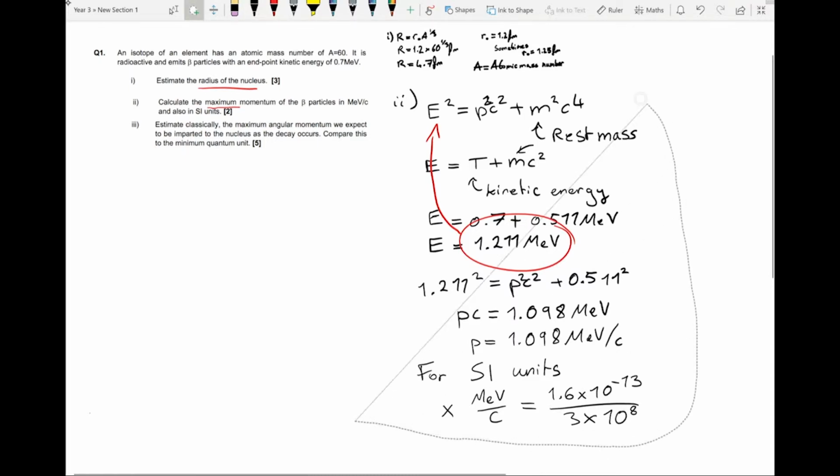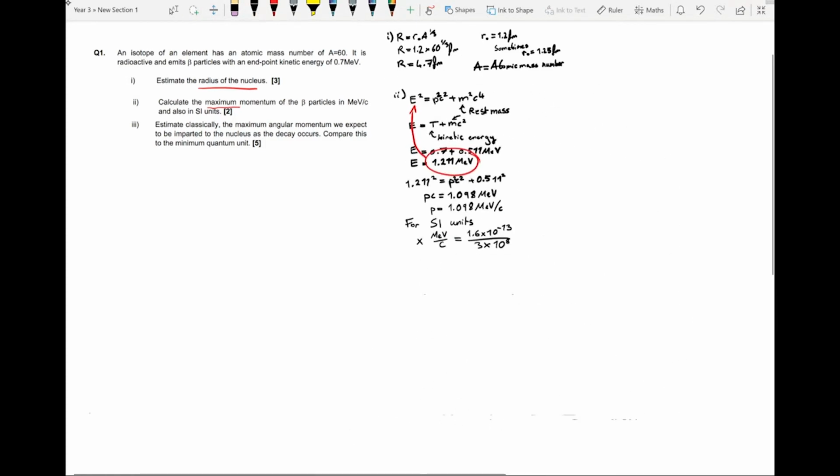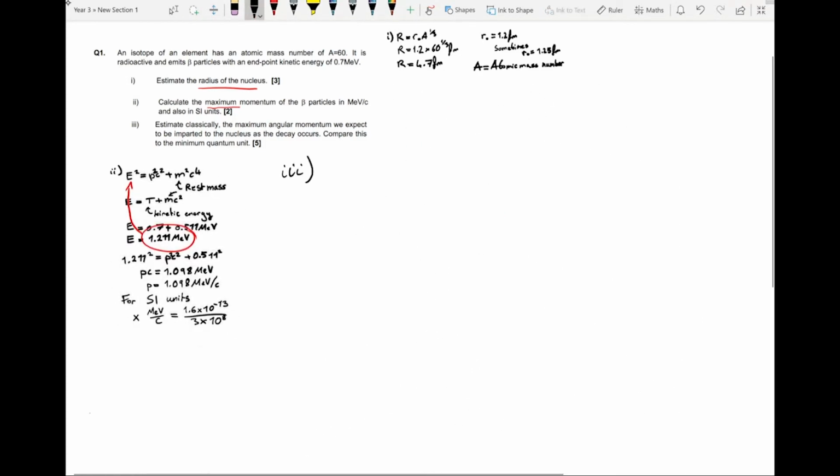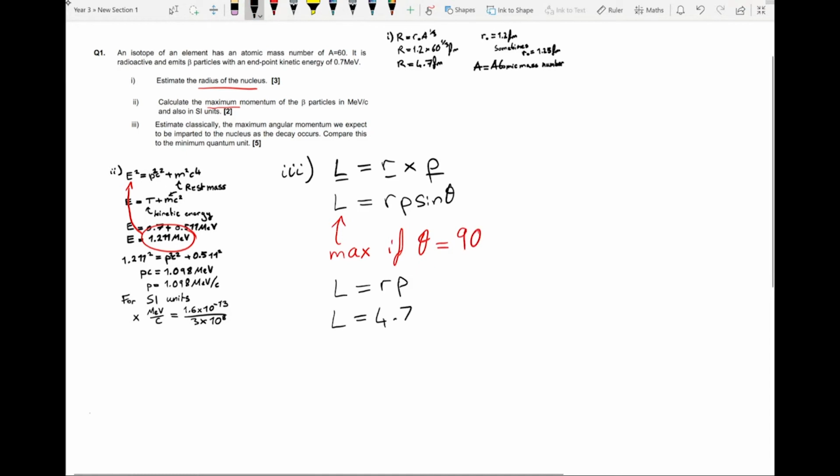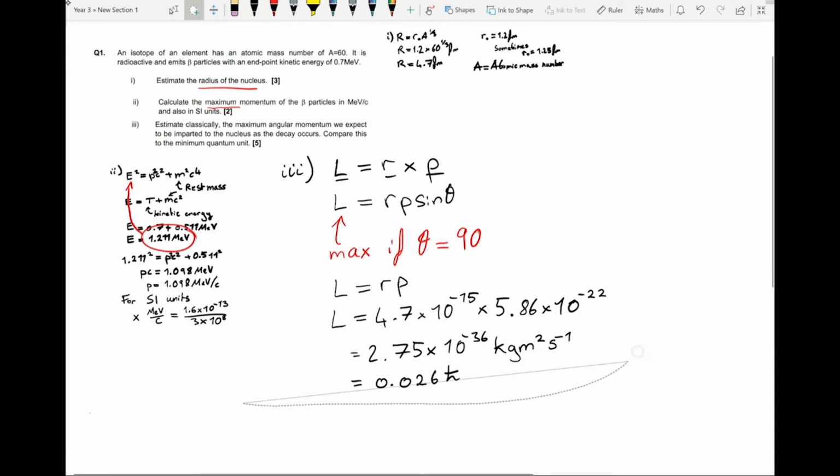The final part of this question asks us to calculate the angular momentum. You may recall this equation, L equals r cross p. To calculate the maximum angular momentum, we'll be looking at when sine theta equals 1. So the magnitude of L equals r times p. Placing in our numbers, we get a value of 0.026 h bar.